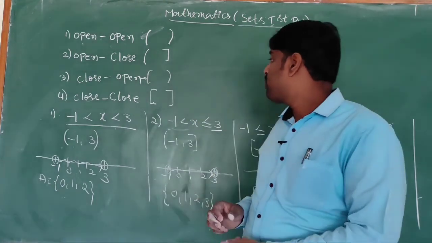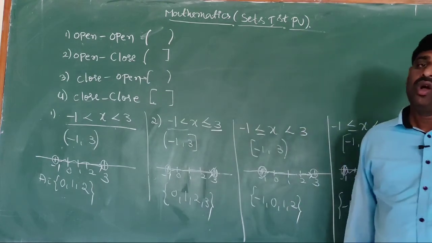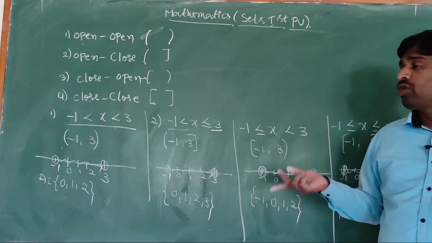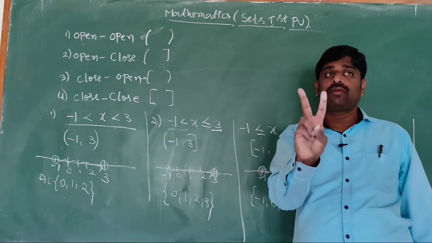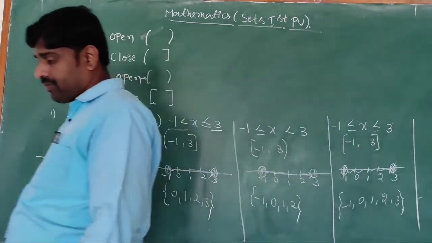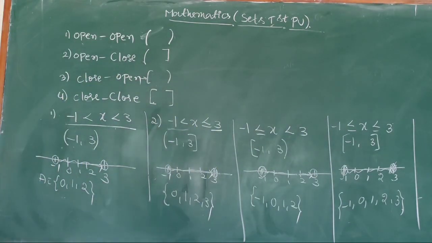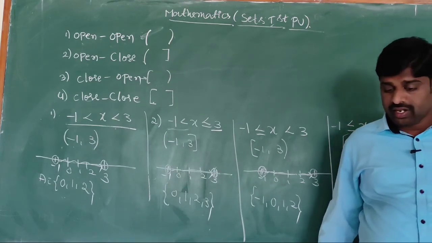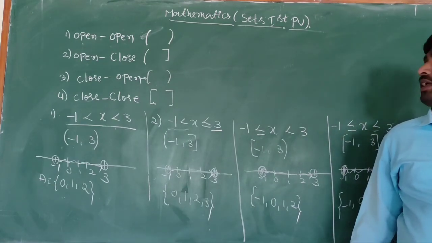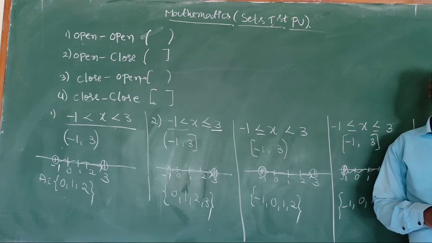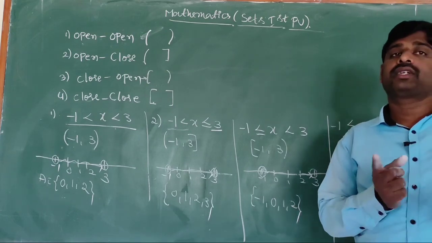So these are the 4 possibilities of intervals: open, open; open, close; close, open; close, close. But there are 2 types of interval: one is open interval, another one is closed interval. In this session we discussed intervals. What is meant by interval? Defined in a certain range. What are the types of interval? Two types: open interval and closed interval.